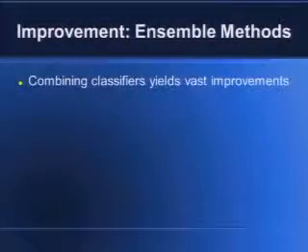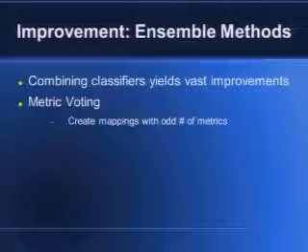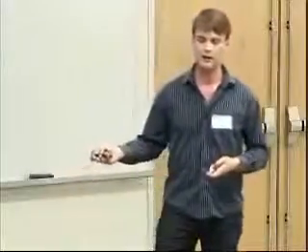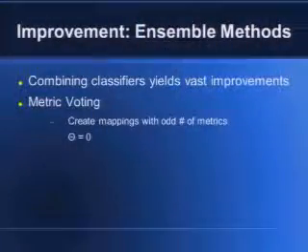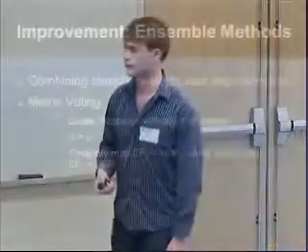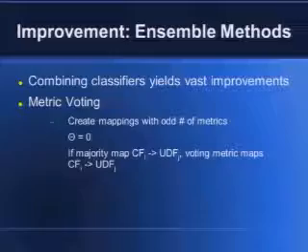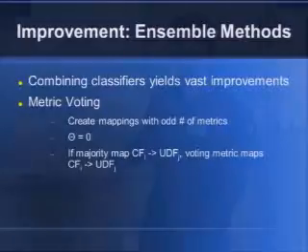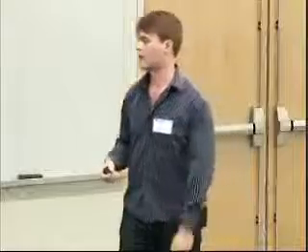So I wanted to improve on this, so the next thing I did was to combine these classifiers with ensemble methods. So I used a standard voting metric where we created a mapping with an odd number, 3 or 5 or 7 of these previously defined metrics, with their parameter set to 0. So we have the highest possible recall for each of the individual classifiers. And then if the majority mapped a given crude feature to a user-defined feature, then we would keep that mapping.